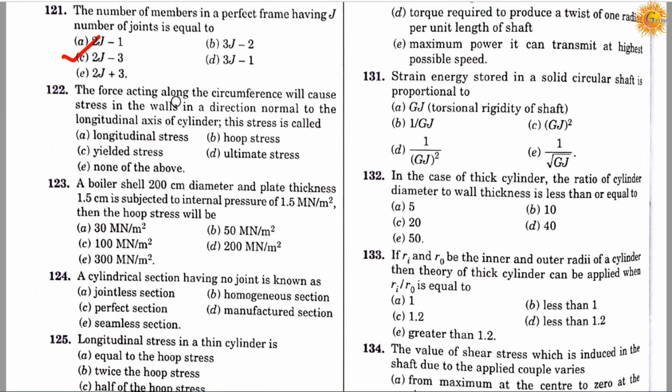Question number 122. The force acting along the circumference will cause stress in the wall in a direction normal to the longitudinal axis of cylinder. This stress is called option A longitudinal stress, option B is a hoop stress, option C is a yield stress, option D is a ultimate stress, option E is none of the above. Correct answer is B, it's called hoop stress. Question number 123.